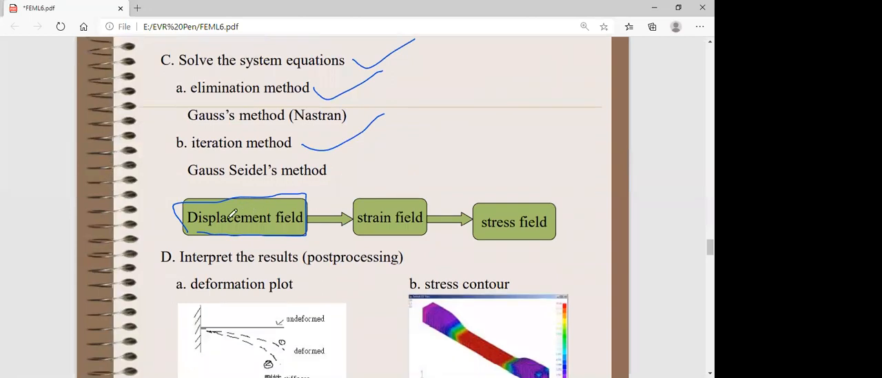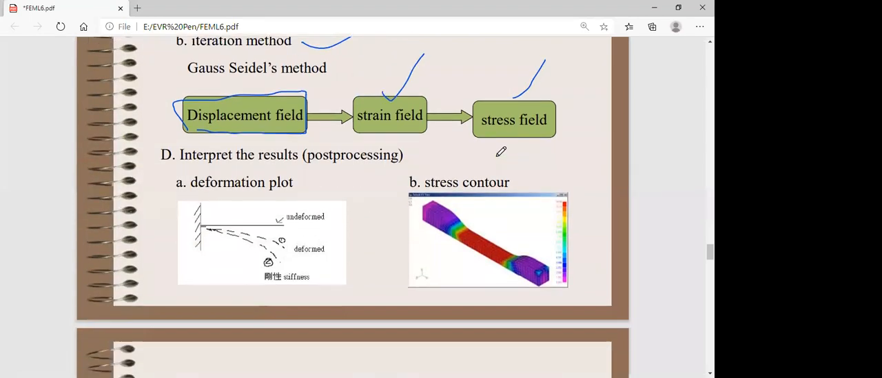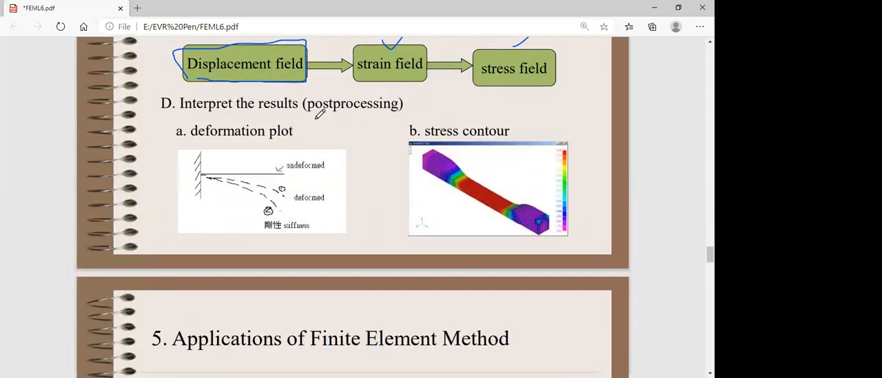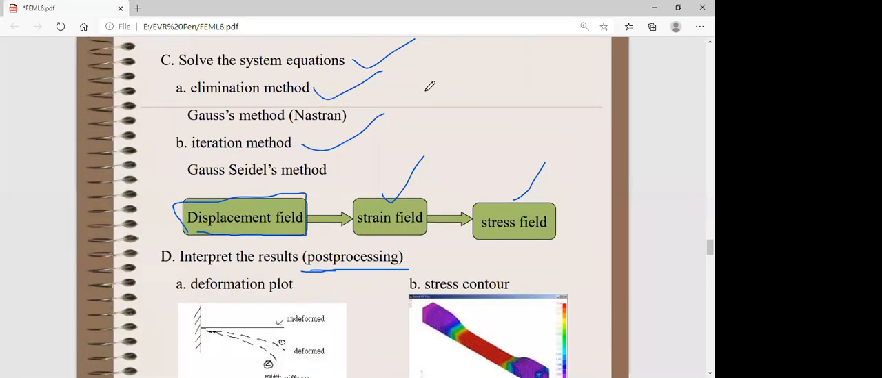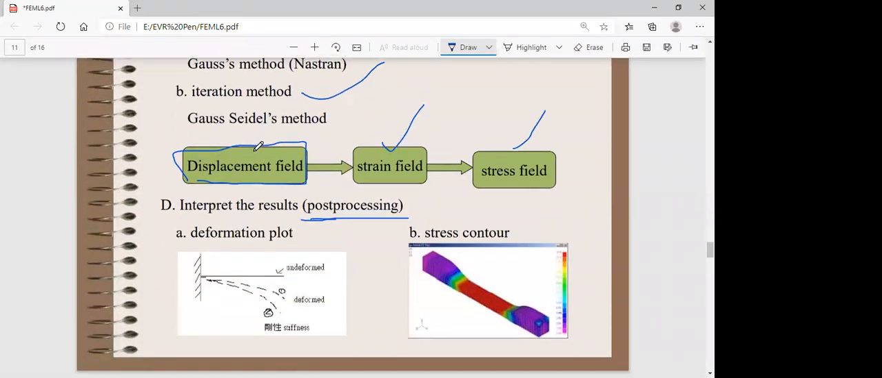After finding the displacement field, you can easily find the strain field by using strain displacement relations. After finding the strain field, you can easily find the stress field from stress strain relations. This is post processing, after you did the discretizing process and the solution process, after getting results.